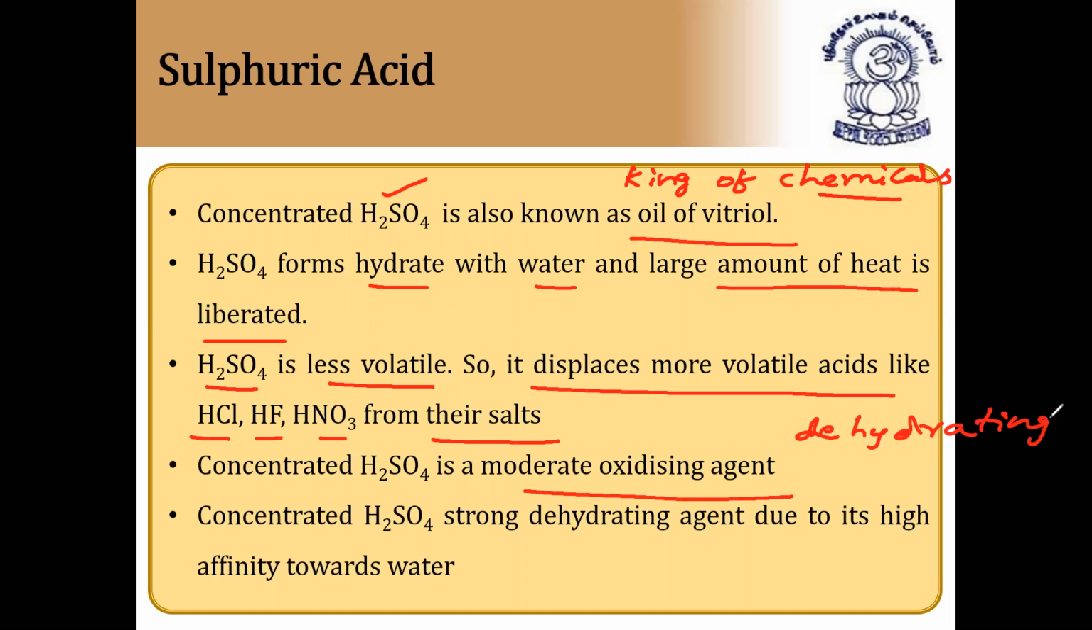So it is also called a dehydrating agent because in organic chemistry reactions sulfuric acid is used as a dehydrating agent. Concentrated sulfuric acid is a strong dehydrating agent due to its high affinity towards water. It absorbs water. That's why concentrated sulfuric acid is a strong dehydrating agent.